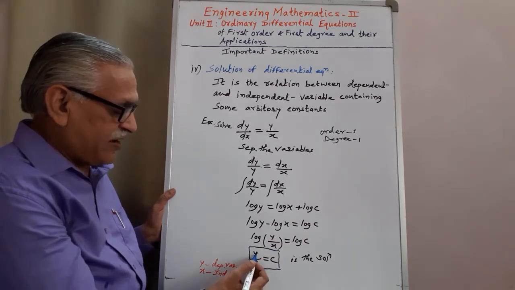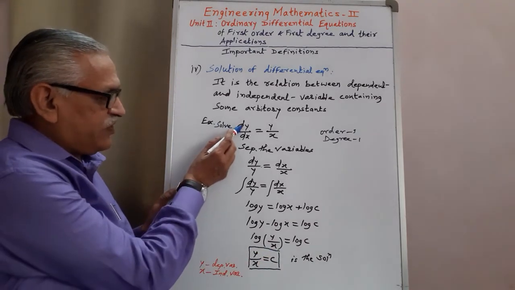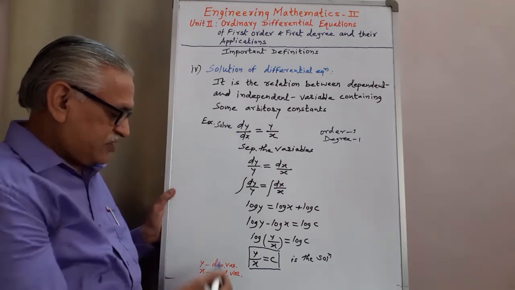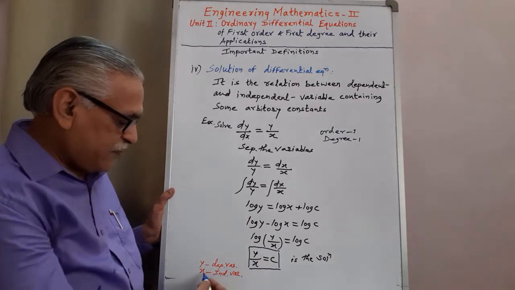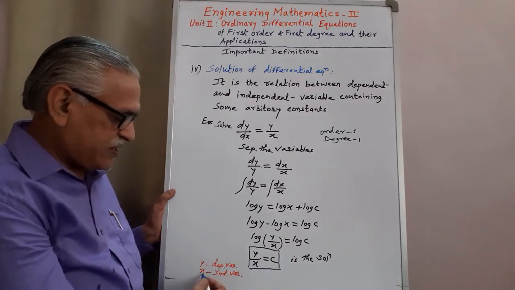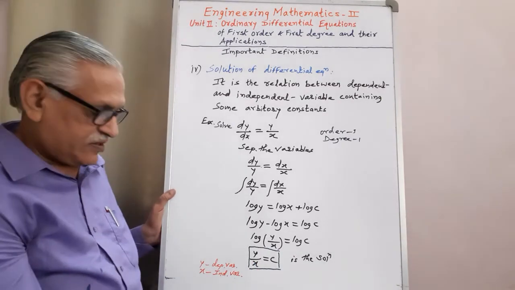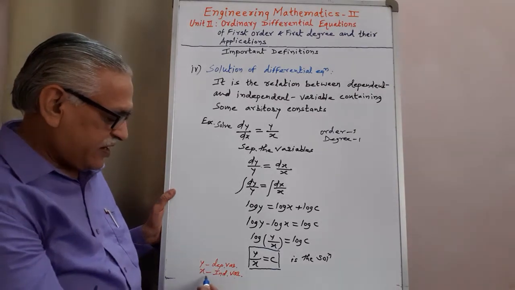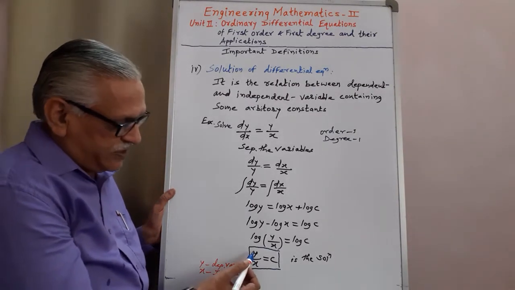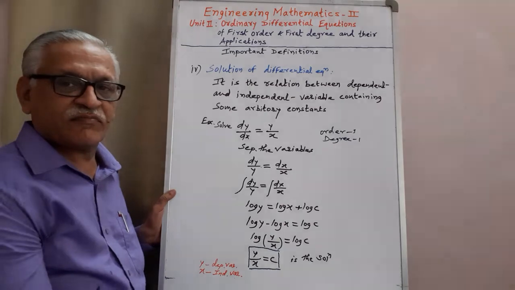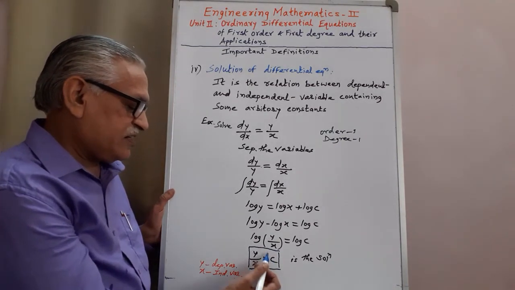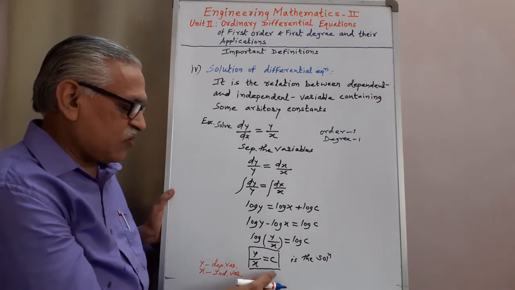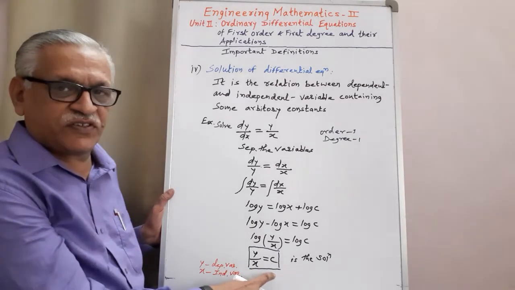Here y is the dependent variable. As we are differentiating y with respect to x, y is called the dependent variable and x is the independent variable. Y depends on x. Therefore, y is the dependent variable, x is the independent variable. Therefore, it is the relation between y and x with some arbitrary constant c. That's why this is called the solution of that differential equation.